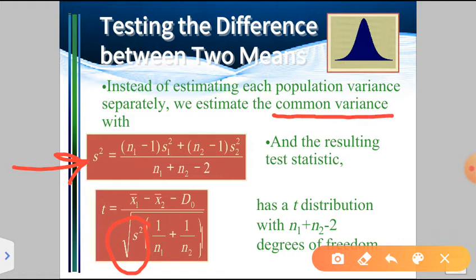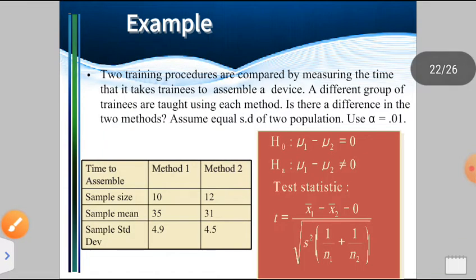This is the formula. n1 minus 1, the degree of freedom from the first population, into s1 square, the variance, plus n2 minus 1 from the second population into s2 square, the variance, divided by what is this? If you remember, this is our degree of freedom. So this is how we have to learn it. So let us start with an example.